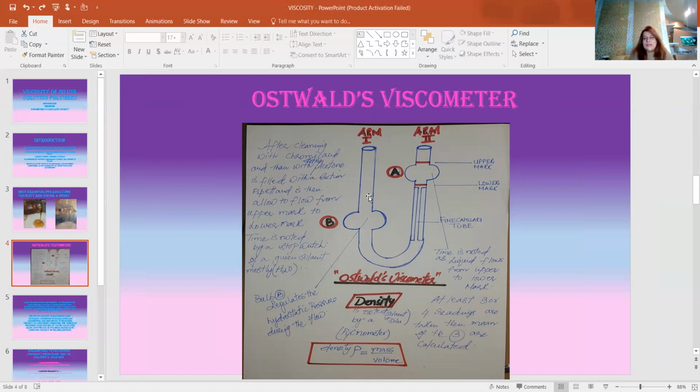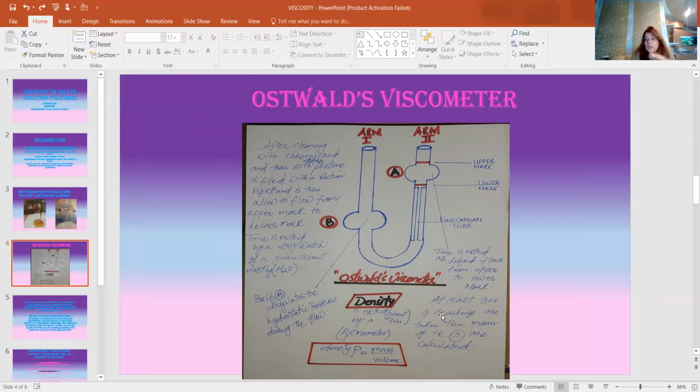It has two arms, arm 1 and arm 2, and you can see there are two marks, the upper mark and the lower mark, right? So time is noted as the liquid flows. You will fill this, and then time is noted as the liquid flows from the upper to the lower mark. You will monitor that time with the help of a stopwatch. You will start the stopwatch when it starts flowing from the upper mark, and you will stop it when it reaches the meniscus, right?